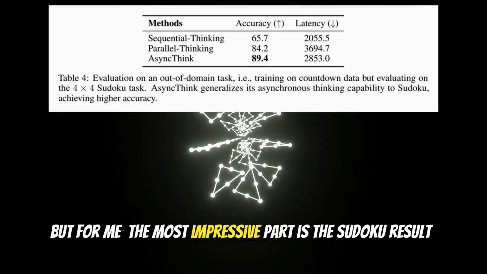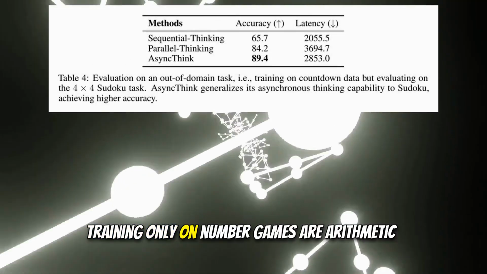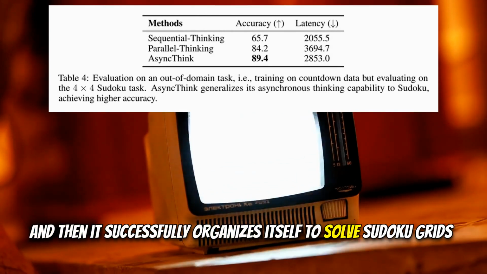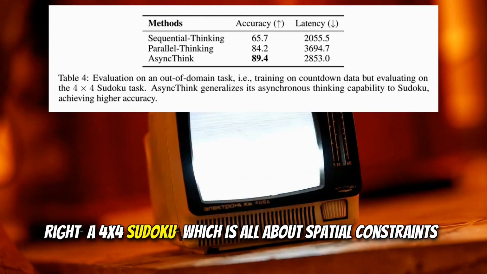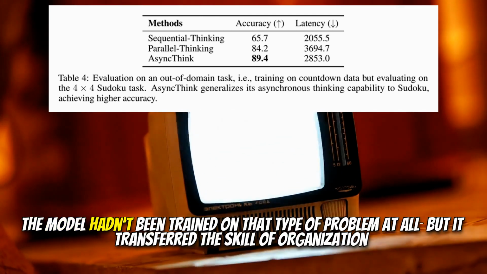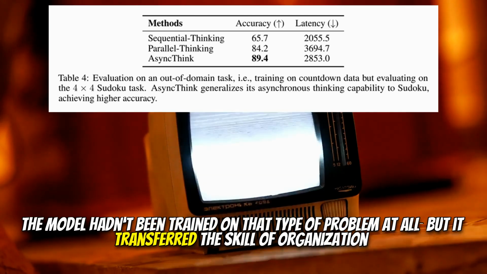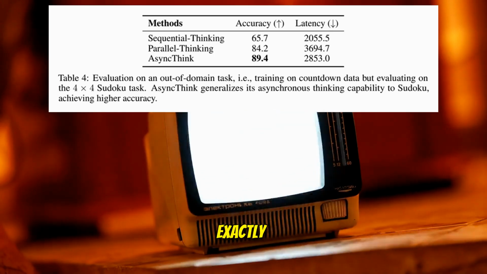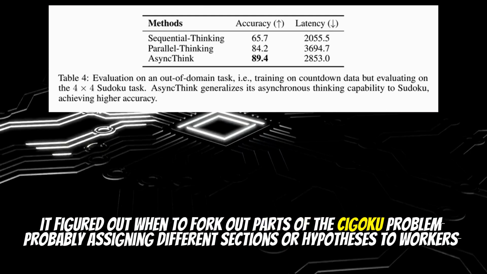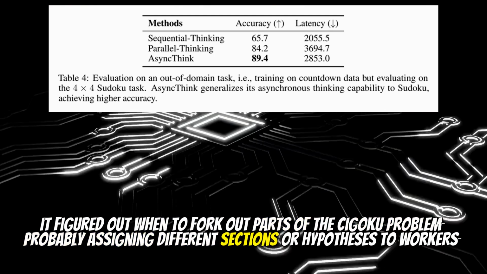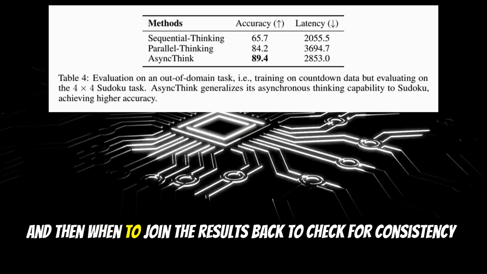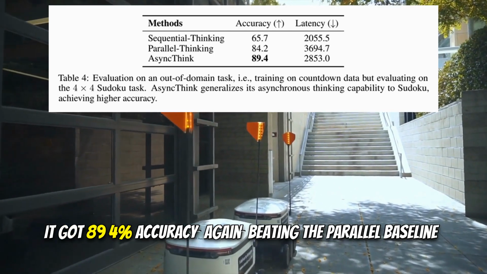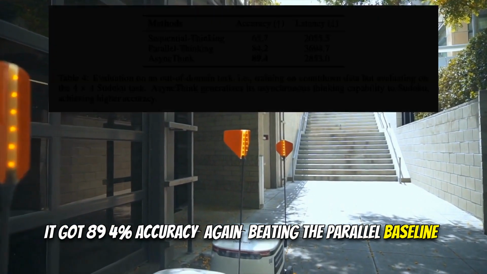But for me, the most impressive part is the Sudoku result. Training only on number games, arithmetic, and then it successfully organizes itself to solve Sudoku grids. Right, a 4x4 Sudoku, which is all about spatial constraints. The model hadn't been trained on that type of problem at all, but it transferred the skill of organization. It learned how to manage complexity, how to decompose and delegate. Exactly. It figured out when to fork out parts of the Sudoku problem, probably assigning different sections or hypotheses to workers, and then when to join the results back to check for consistency. And it didn't just work. It got 89.4% accuracy, again beating the parallel baseline, and it did it faster.